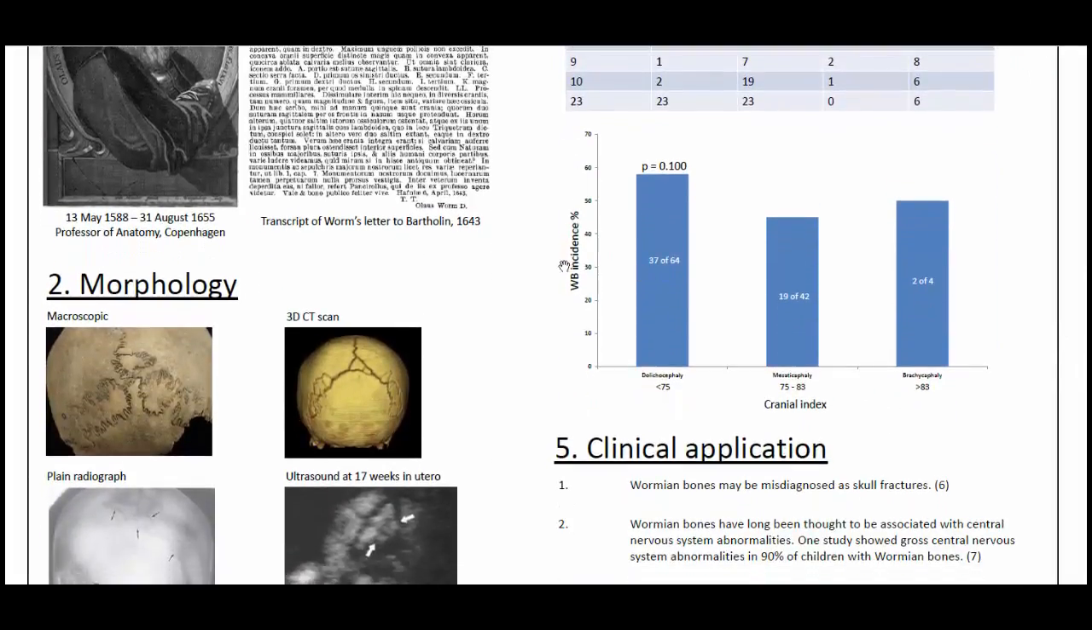Here I demonstrated cranial index, i.e. what sort of skull shape the head is. If the cranial index was less than 75, the skull would be described as dolichocephalic, meaning longer than it is wide. If the cranial index is 75 to 83, then it's mesocephalic, supposedly meaning normal, and brachycephalic if it was a wide skull. There was really no significant difference between the type of skull and the incidence of Wormian bones.